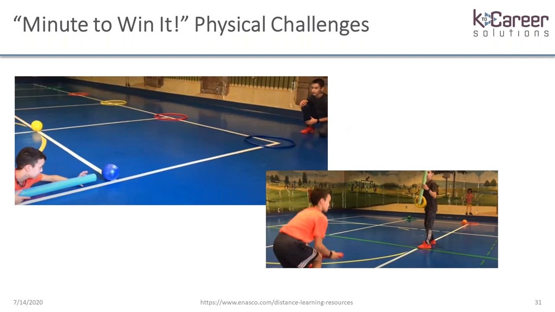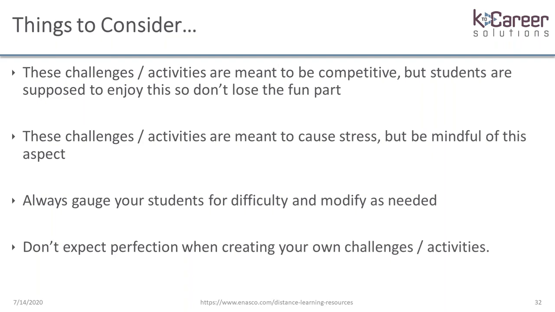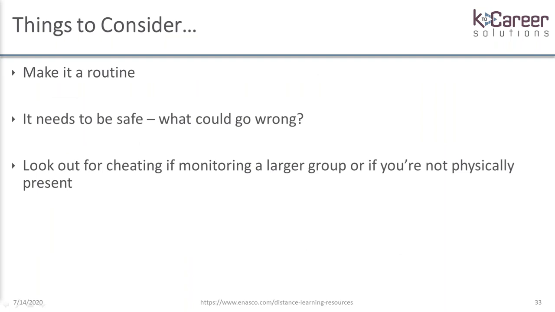Things to consider: I definitely have those out there. I think that they're pretty self-explanatory. One thing I definitely want to focus on is that I always encourage safety, and look out for cheating if you're monitoring a large group and you're not physically present. So if you do anything online, like scramble words, students might look to cheat. And you don't want to let the competitive edge take over, right? This is fun and it's supposed to be engaging, but you don't want it to ruin things for other students.